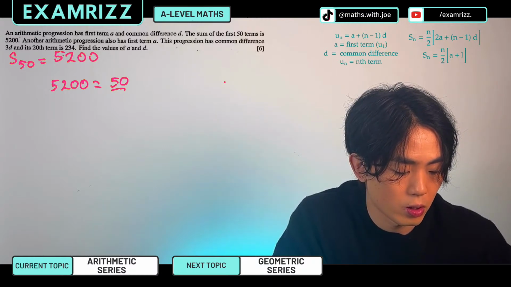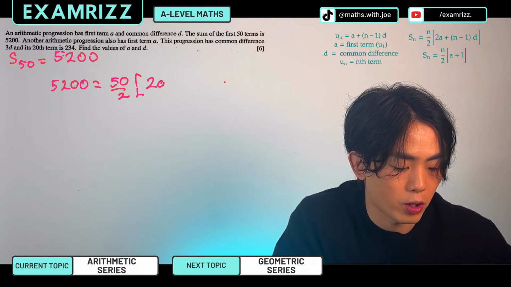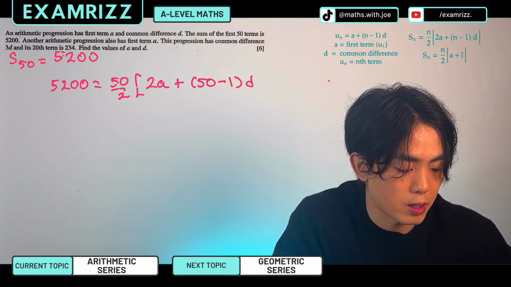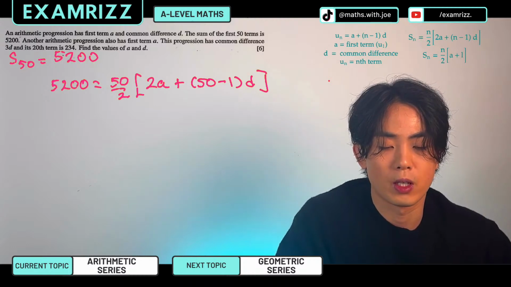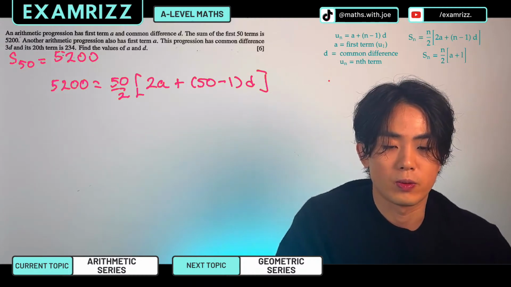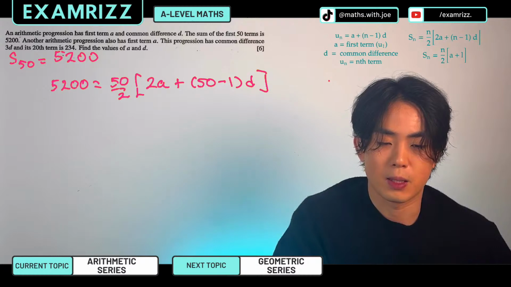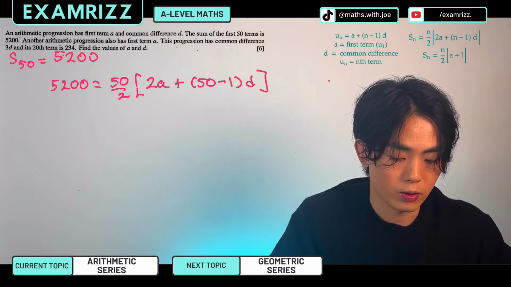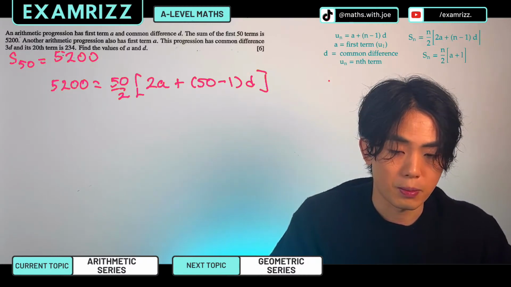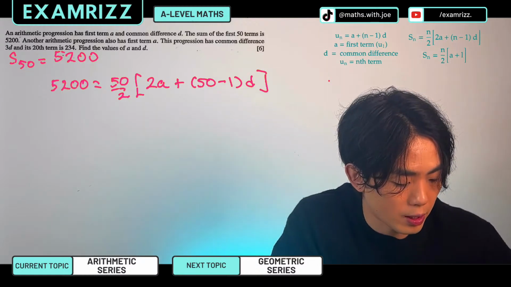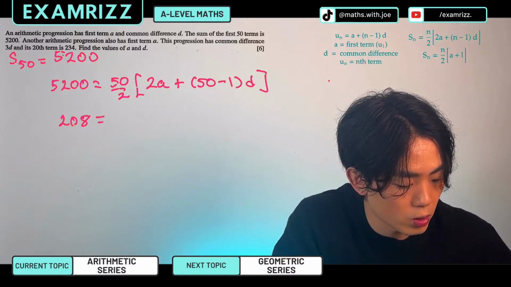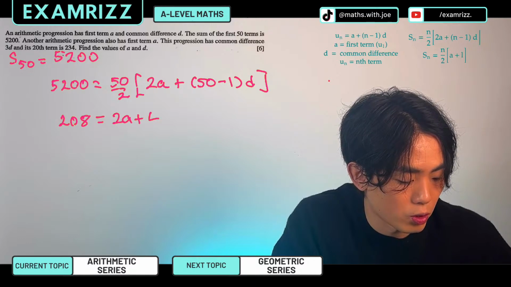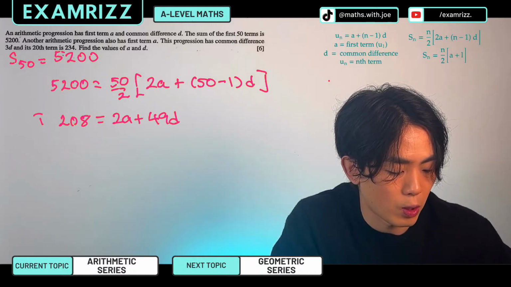So 50 over 2 times 2a, a we don't know, plus n, which is 50 once again, minus 1 times d, which we also do not know as well. So this is going to be our first equation. Let's slightly simplify this a bit if we could. I'm going to divide 5,200 by 25. So I get 208 is equal to 2a plus 49d. Let's call this equation number 1.